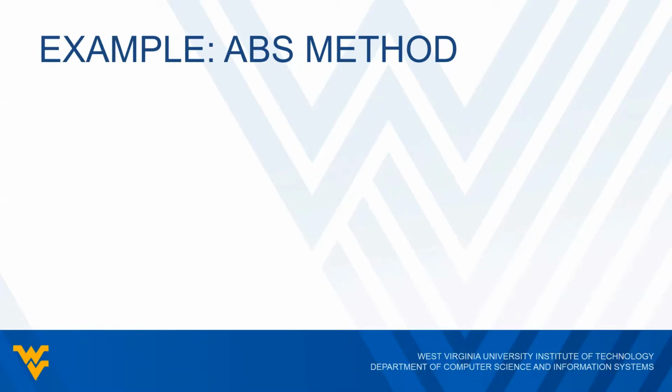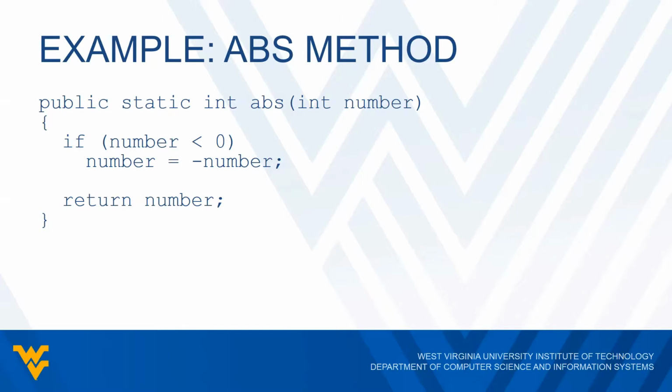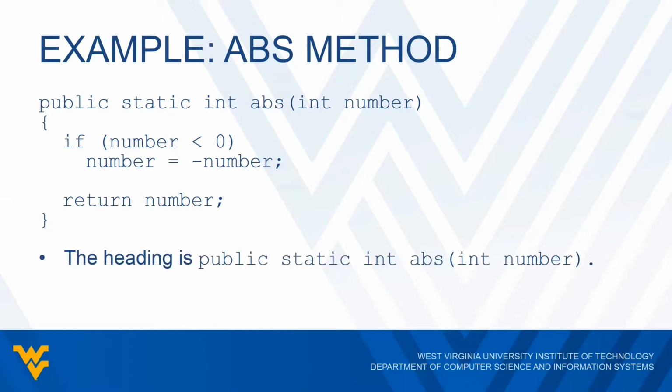Let's take a look at an example of a method definition, and we'll use the abs method. So here's the complete definition. Let's take a look at the different parts. The heading is going to be public static int abs(int number).